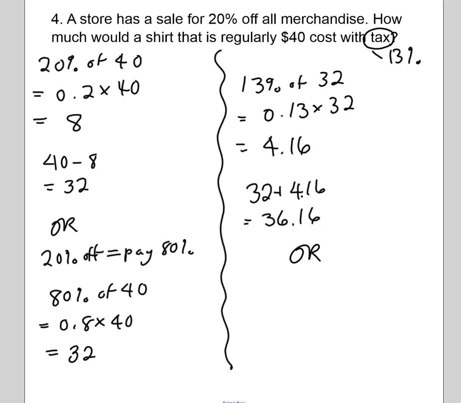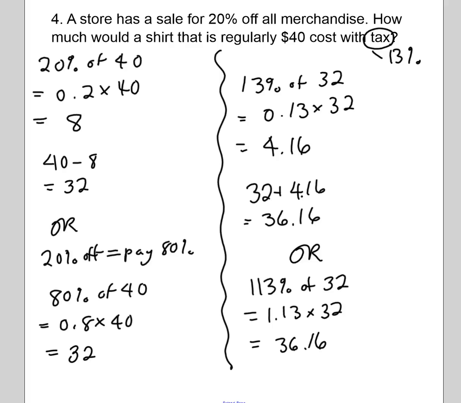Or if you want to skip, some of you are going to realize, well, my shirt, wouldn't that be like 100% plus my tax, which is 13%? So really, I'm actually going to be paying 113% of my sale price. So really, that's what we pay for items in Ontario. We pay 113 when we include the tax. And we turn that into a decimal, and we'll go directly to the answer.